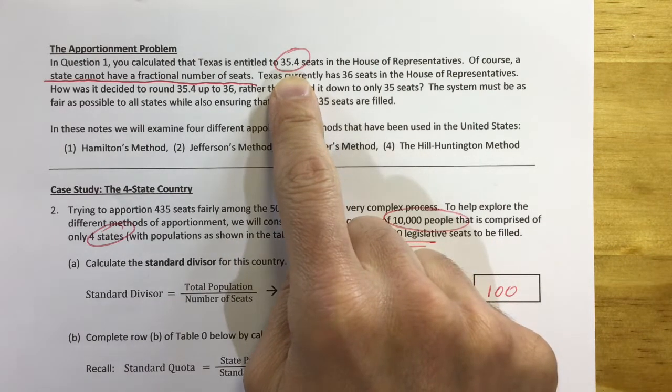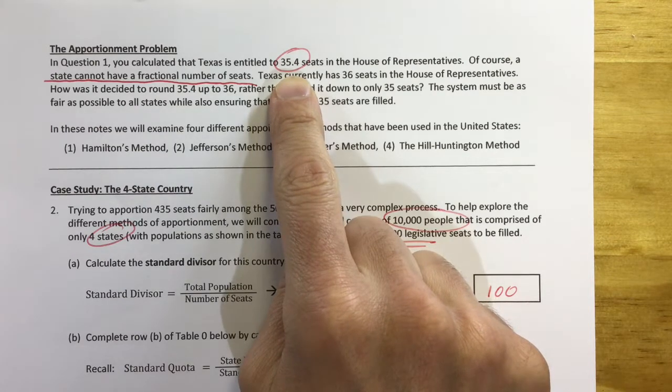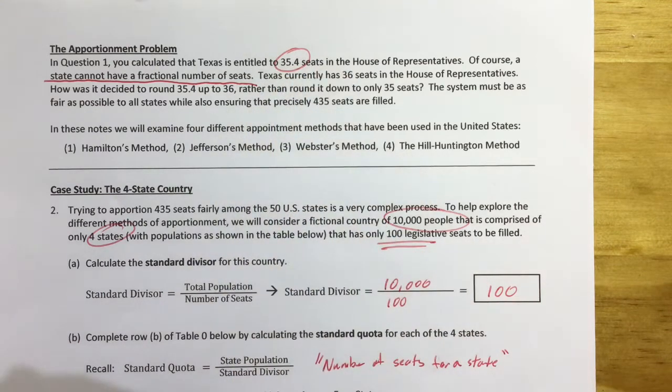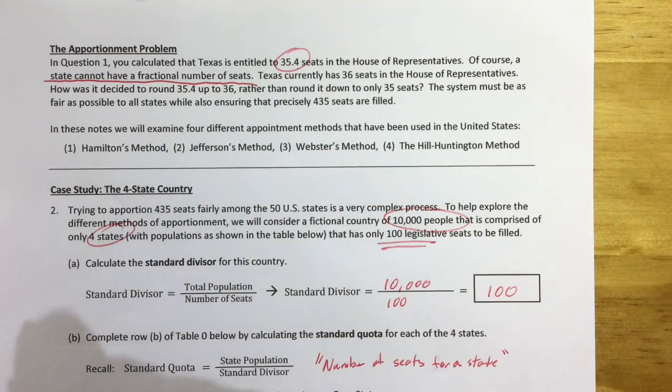But a seat is a person, right? Well, a person's going to sit in that seat and represent that state. So the big question is, what do we do with the 0.4? Now, one option is that you just do the regular rounding that you would for any type of number, and that being a 0.4 is going to round down to 35.